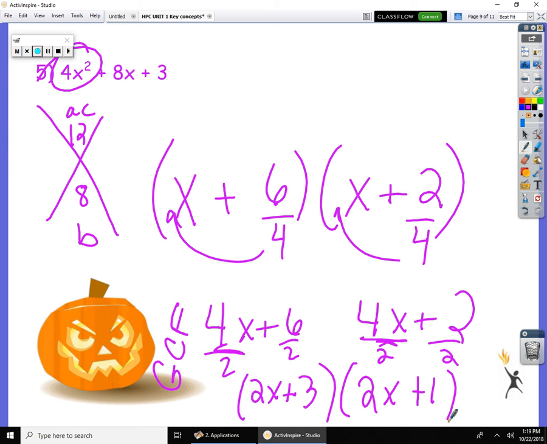2 times 2 is 4. 2 times 1 is 2, 3 times 2 is 6, 2 plus 6 is 8, and 3 times 1 is 3. Because neither one of them could be divided. Because there's a lead coefficient.